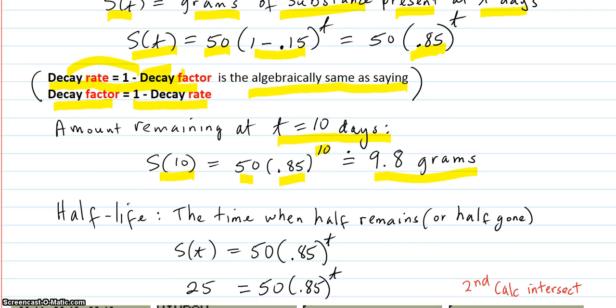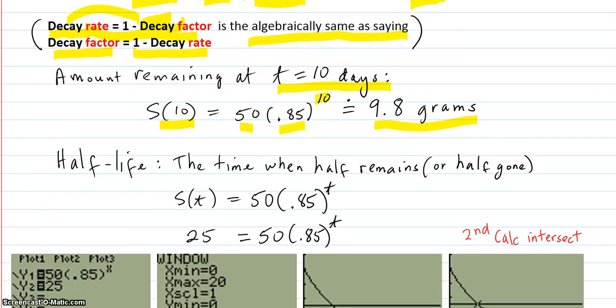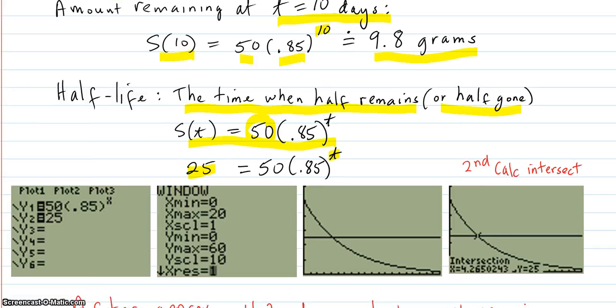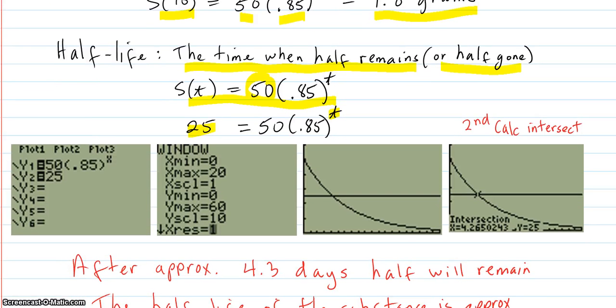The half-life. That's the time when half remains, or half gone. So here's our function, and there was initially 50 grams, so we want to know when it is that there'll be 25 grams, half of 50. So we'll solve that with logs later, or graphing. So we'll just do it with graphing right now.